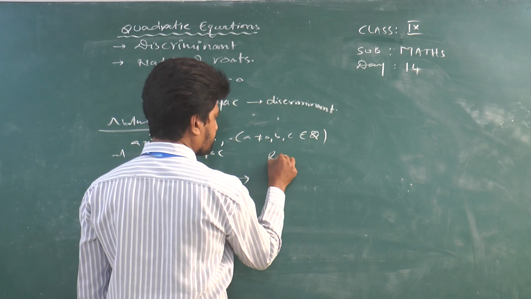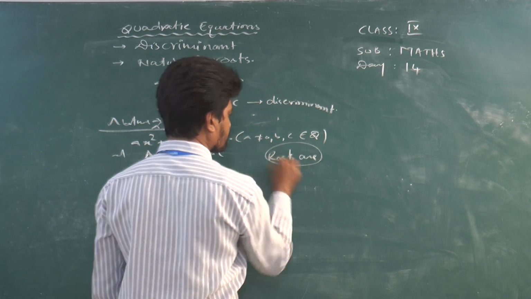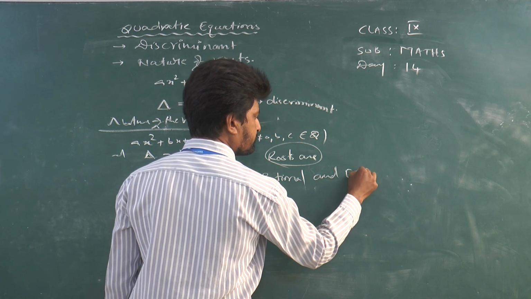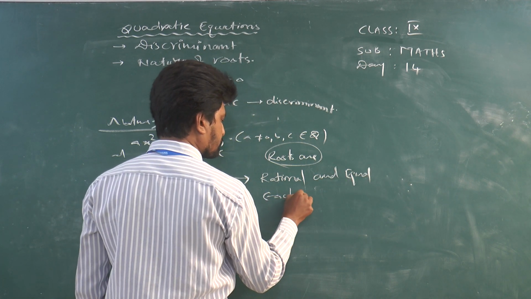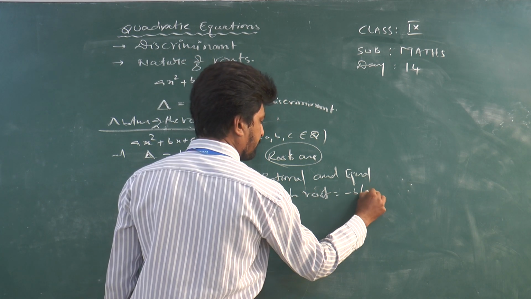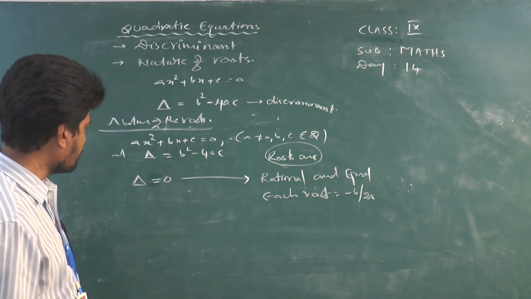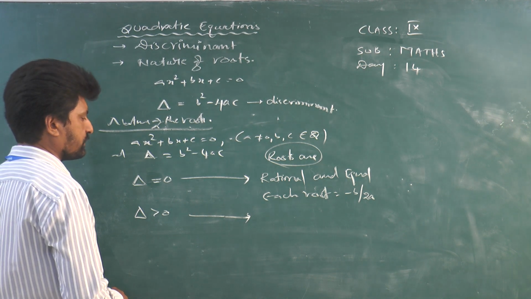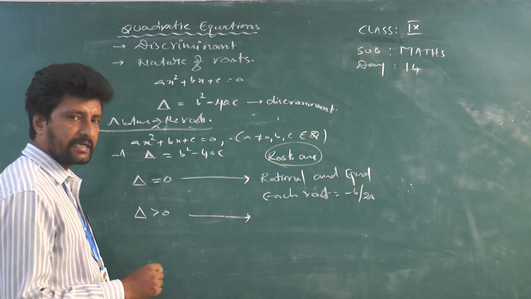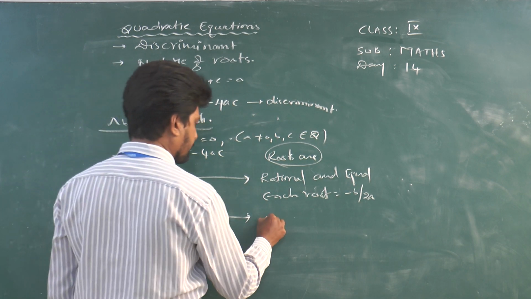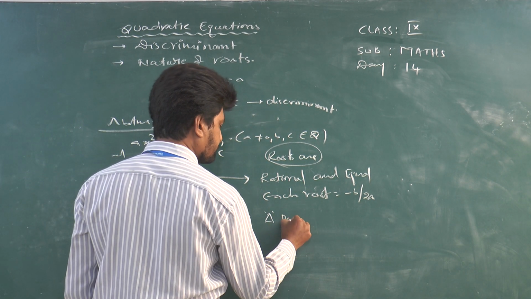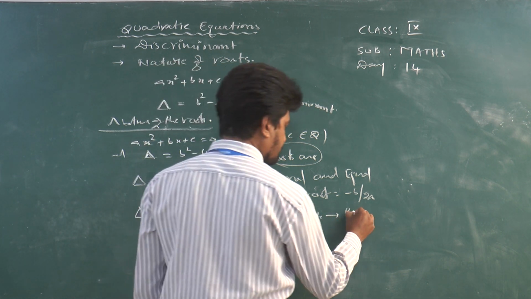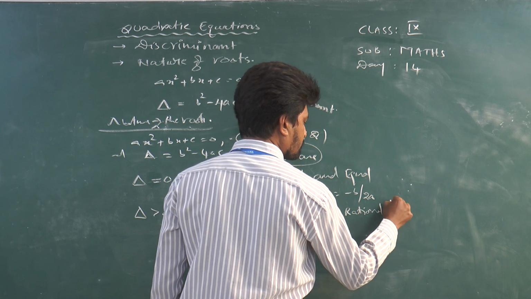That means the roots are rational and equal, and in this case each root is equal to minus b by 2a. Next, suppose delta is positive, delta greater than 0. In that case, what are the roots? Here two situations arise. Is delta a perfect square or not? Okay, if delta is a perfect square, then the roots are rational and distinct.